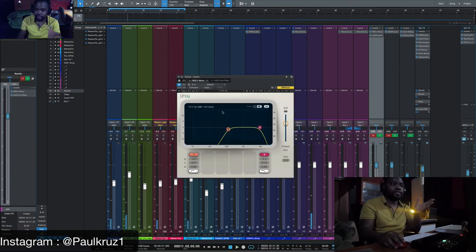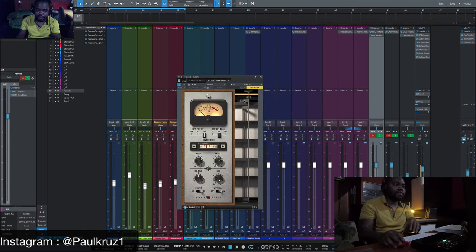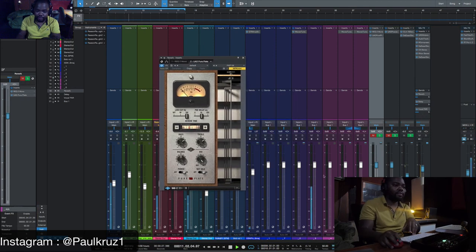And then these are just, if I add the effects back now, this is the pure plate reverb.